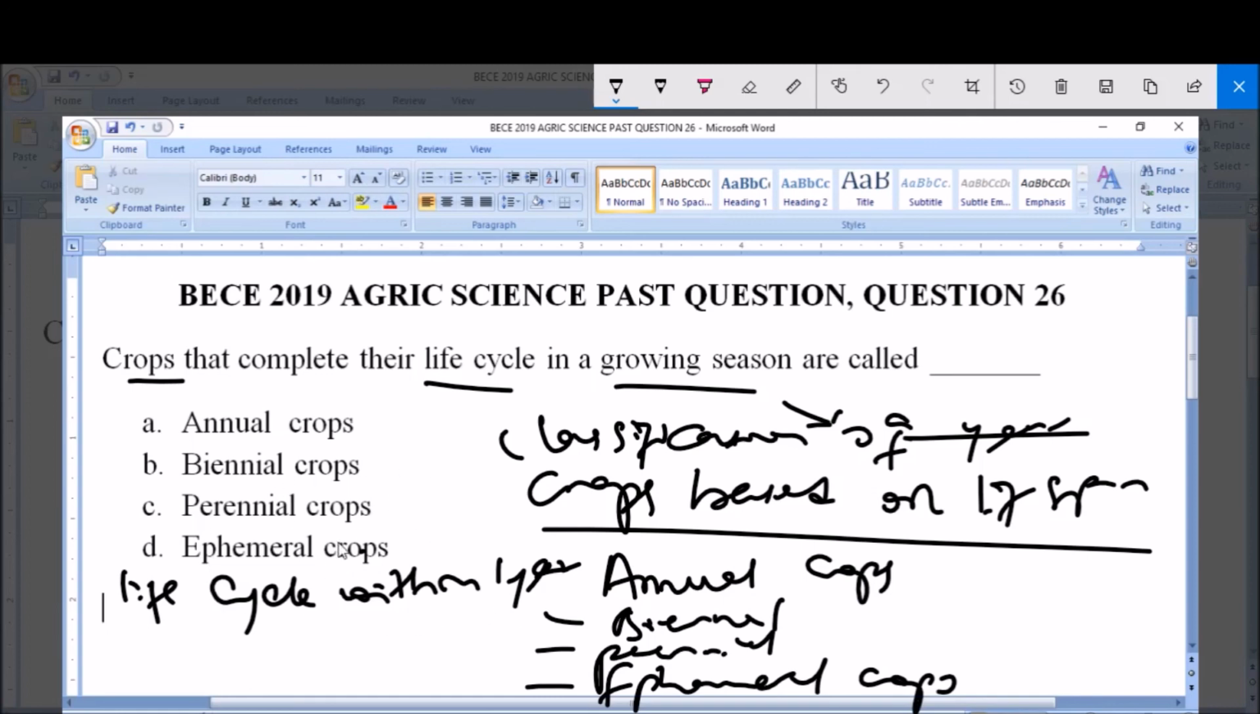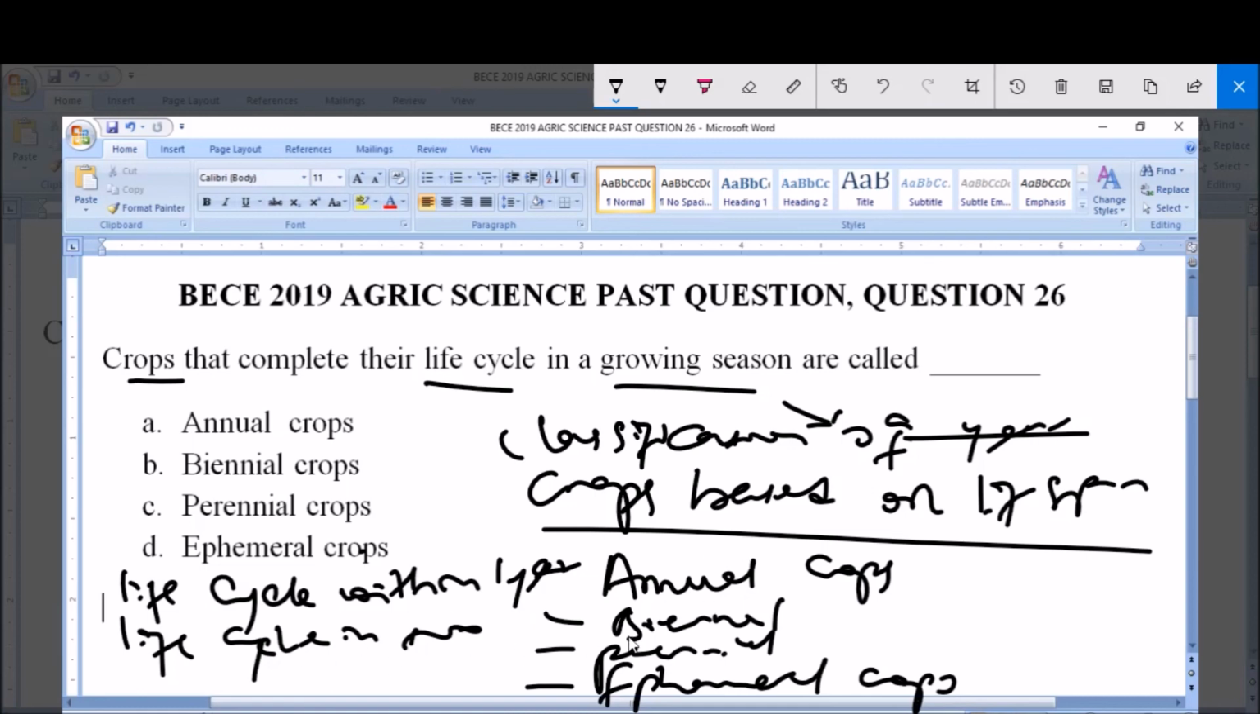Now B here says what? Biennial crops. And biennial crops complete what? Their life cycle in 2 years. That is, it takes 2 years for them to germinate, grow, produce flowers, seed, and then die.